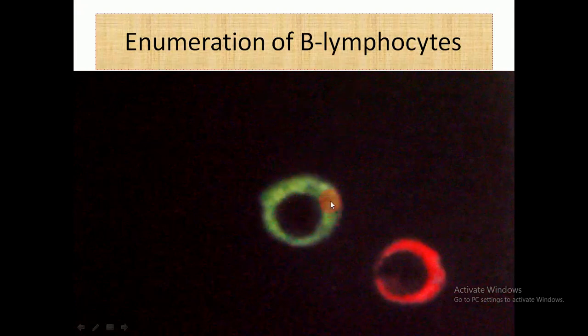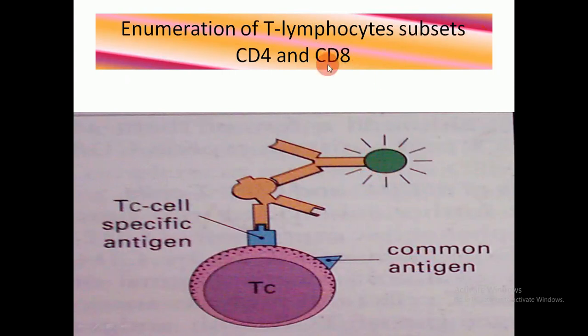Also, enumeration of the B lymphocytes using the direct method with the conjugate, which is the fluorescent-labeled antibody, and we get a bright green of the cell wall of the lymphocyte, and this indicates a B lymphocyte, while here the red one is negative. And also enumeration of T lymphocyte subsets, T helper and T cytotoxic, using the indirect method. This is the T cytotoxic, which is characterized by CD8. We add monoclonal antibody against the CD8, and then add a conjugate, and if it is positive, it gives an apple green color.